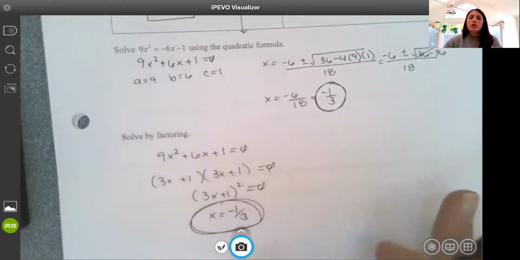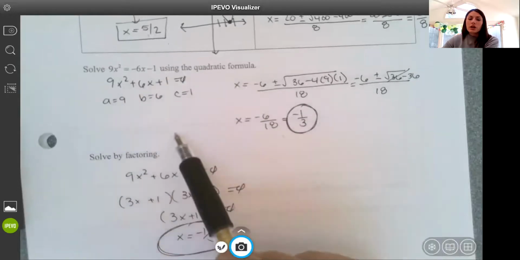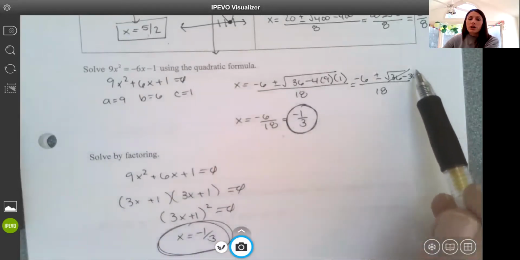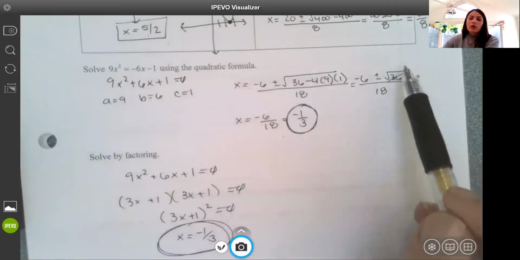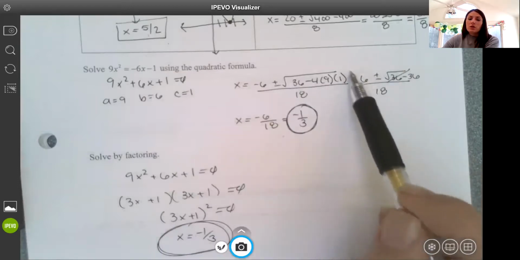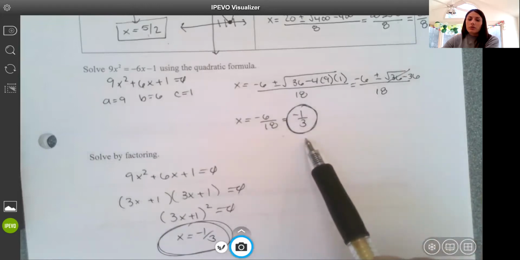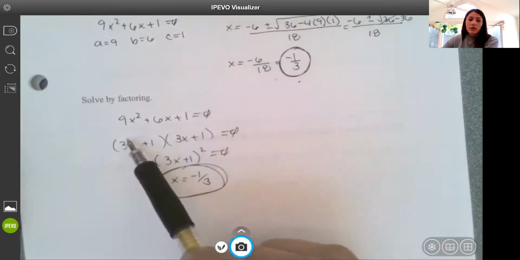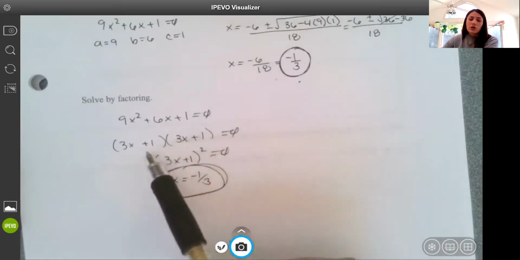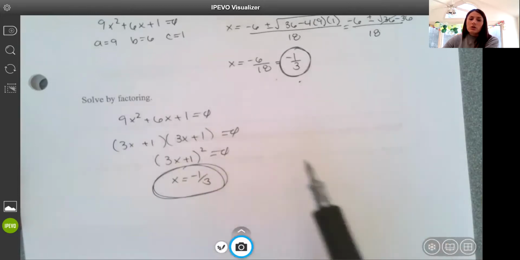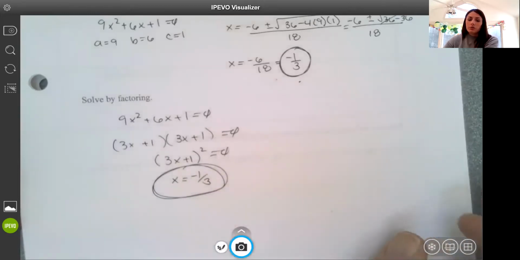Okay, so first, the method of solving using the quadratic formula. Again, what happens is that I end up getting 36 minus 36, or 0, underneath my radical, which means my solution is just going to be -6/18. That reduces to -1/3. Factoring this, it's a perfect square trinomial, so I get the same parenthesis twice, giving me just one solution of -1/3. Okay, same solution, just a different method of getting there.